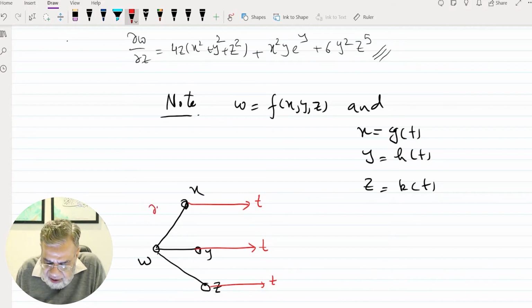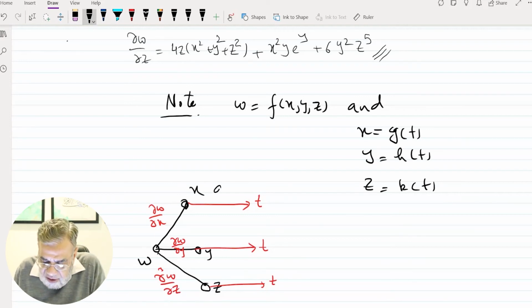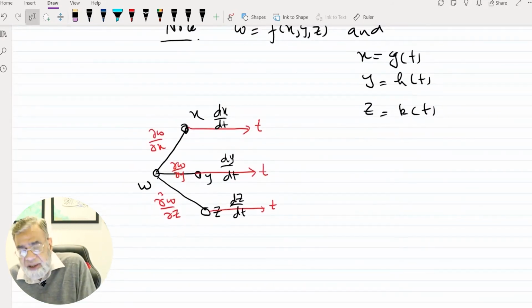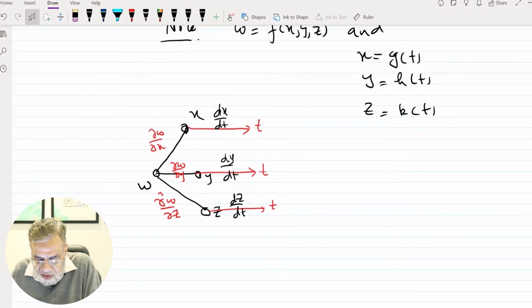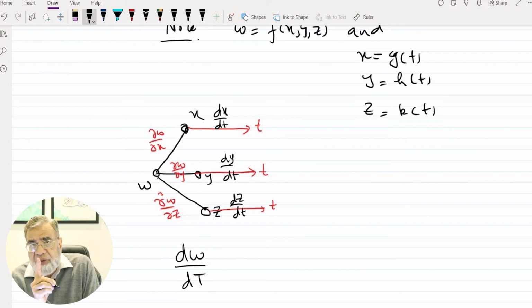So we get here between x and w partial w by partial x, we're having partial w by partial y, we get here partial w by partial z. But when we come to this one, x and t, x is a function of one variable, only t. Now this will give me dx by dt, this gives me dy by dt, and this gives me dz by dt. We want to write here the derivative of w, this is the function of t. So I write here dw by dt because at the end it is a function of one variable t.